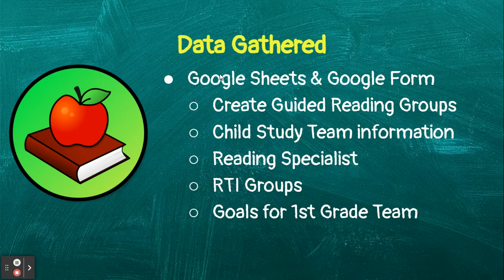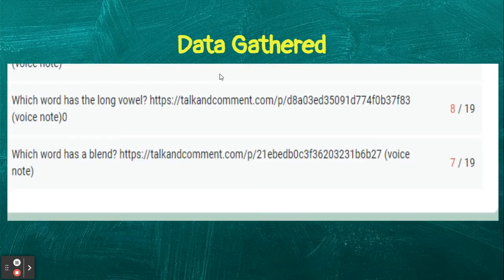So as a team, we're able to look and see what data we can improve on and how we can better assist our students. The data that I gathered was that which word has the long vowel and which word has the blend were the top two questions that my students were struggling with. This makes sense because we have just started with the long vowel and vowel teams, and we have just started with blends. So this is interesting that my students had a little bit of difficulty with it, but again, some students did well on it. It was about a little less than half.